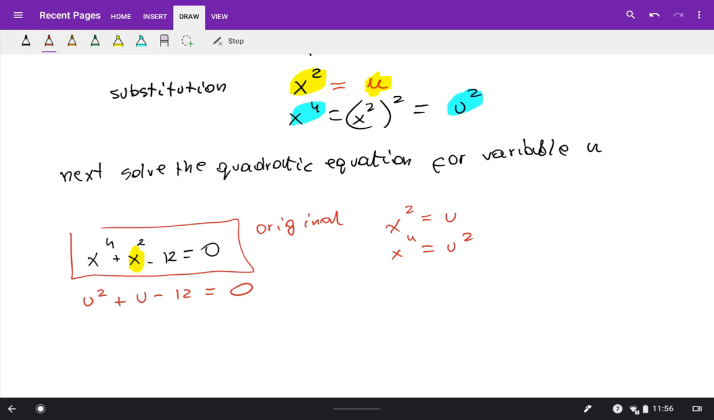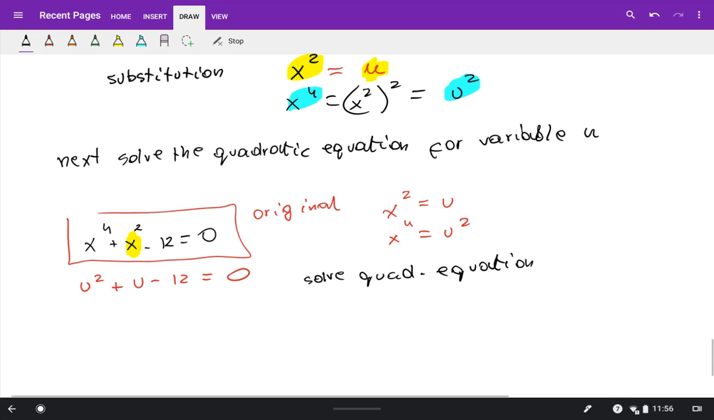So next what we're going to do, we're going to solve this quadratic equation for u. Okay, so how you want to solve it? It's up to you. I'm going to solve it by factoring using the AC method. So a, it's the coefficient in front of u squared, which is 1. b, it's the coefficient in front of u, which is 1. c, it's the number which stands by itself, negative 12.